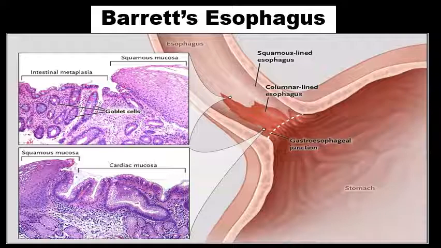You can see in this picture how the squamous mucosa looks and how the columnar mucosa looks. So when the squamous is converted to columnar intestinal metaplasia, that's called Barrett's esophagus.